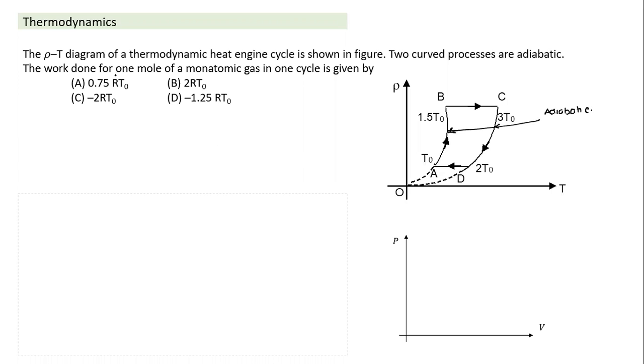What is the work done for 1 mole of monatomic gas in one cycle? So we need to find the work done in the whole cycle. Before we start solving the question, let's first draw a PV diagram for this figure.